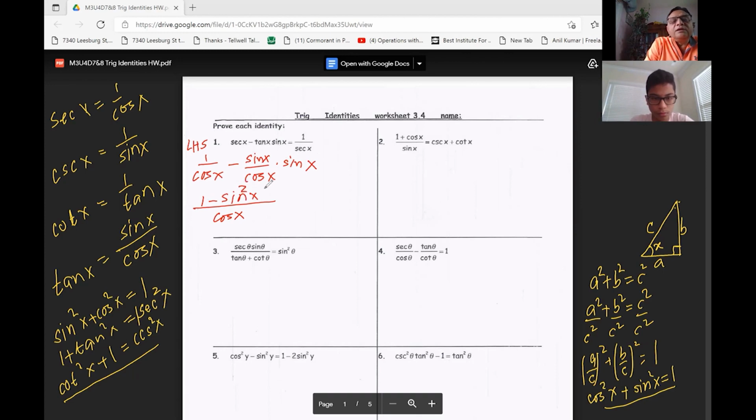Sine square x, right? Because sine x times sine x is sine square x. And now, what is 1 minus sine square x? Cosine squared x. Cosine square x over cos x. Now, how did he get cosine square x?